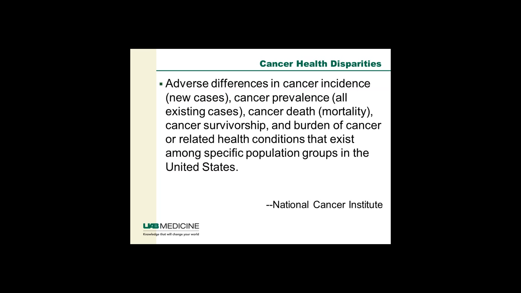So basically anywhere where you see there's a difference between incidence, prevalence, death, survivorship, or burden between any group of individuals. That can be between urban and rural individuals. It could be across racial ethnic groups. It could be across genders. That's sort of wrapped up in the definition that NCI calls in terms of cancer health disparities.